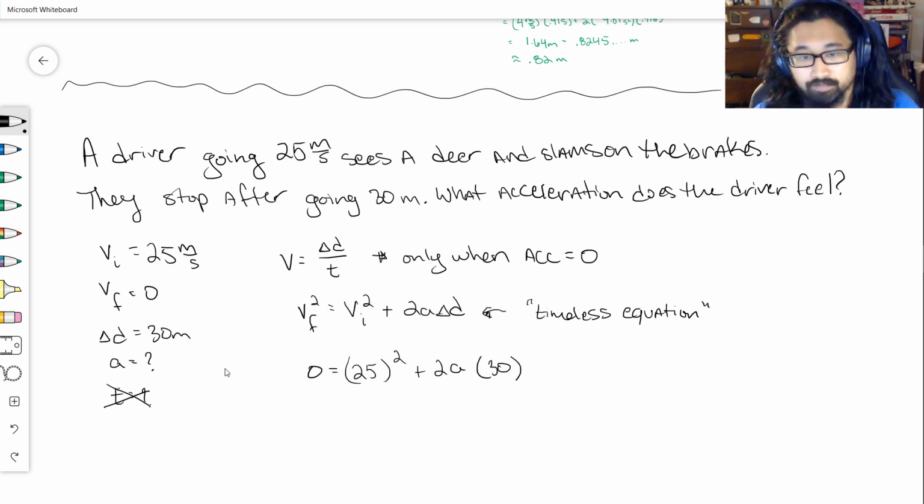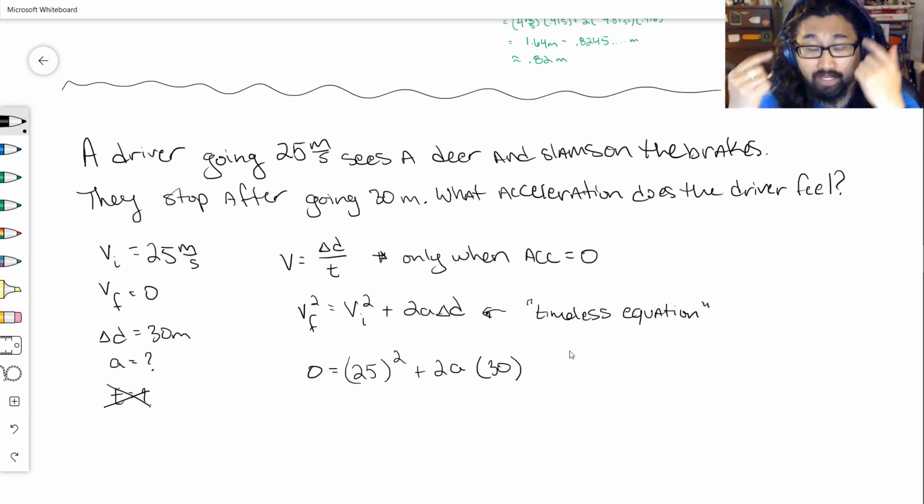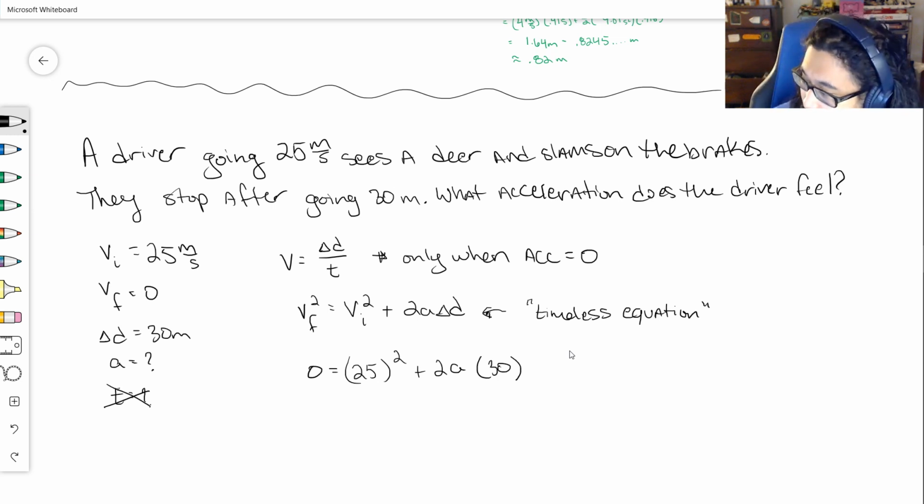Now, normally, I would put the units in here, but I have written the units in my list of variables. Because I have my units here, I know that this 25 is 25 meters per second, I know that this 30 is 30 meters, and I know that this 2 is just a leftover from having written the equation, right? And this is just to clean up so I don't get confused when I'm doing math, like, what is this supposed to be? So I know that 0 is 625 plus 60 times A.